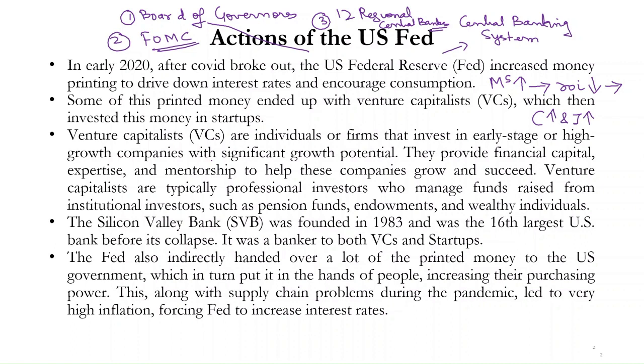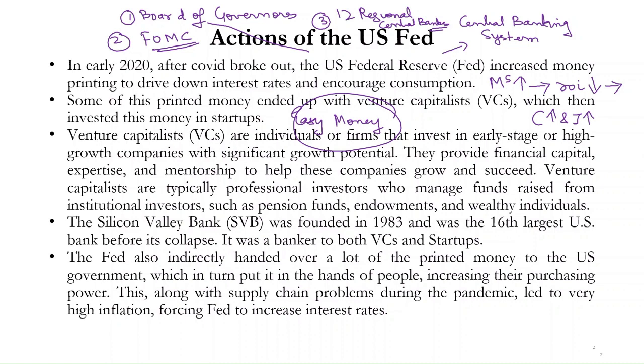Okay, so the Fed printed more money, gave more money into the hands of the people, and some of this money ended up with the venture capitalists who invested it in startups. This was a phase which some people characterize as a phase of easy money. There was a lot of money going around, available at extremely low rates of interest.